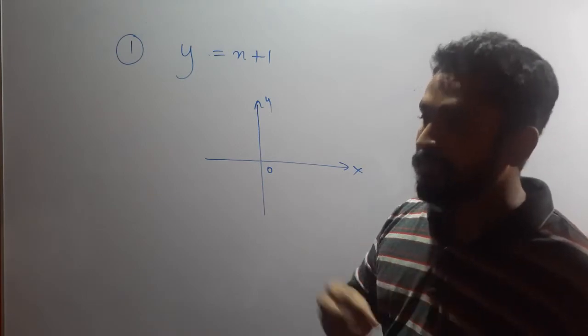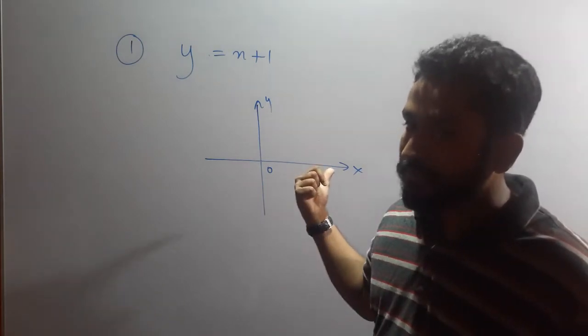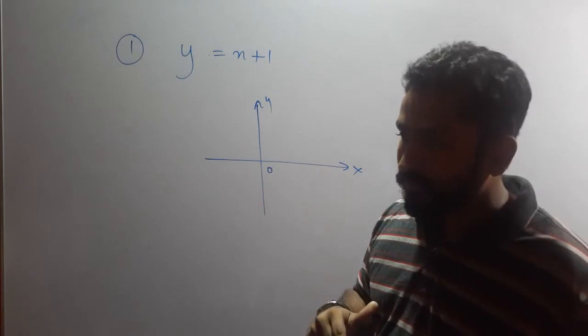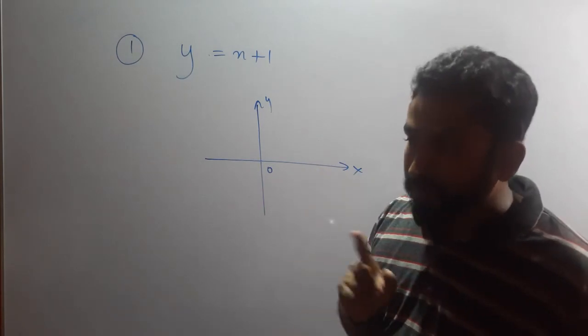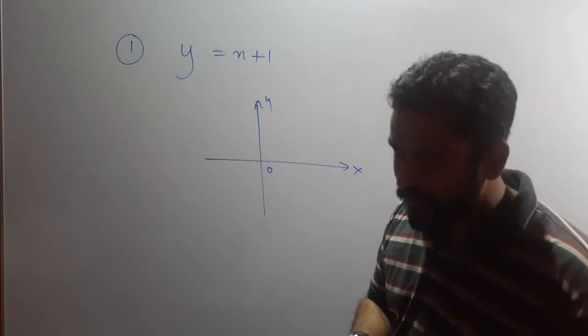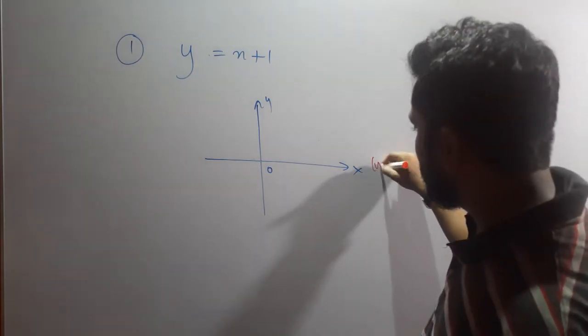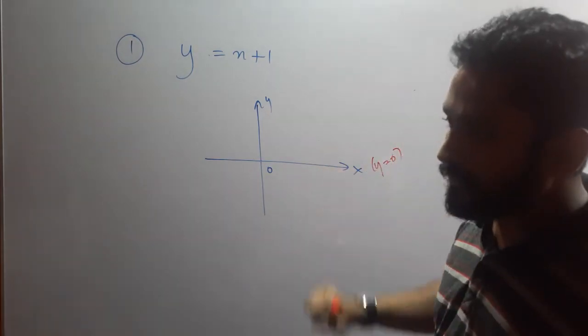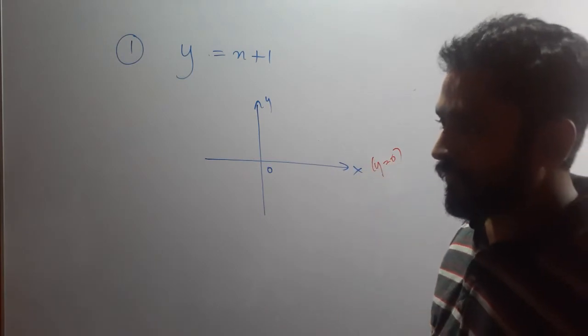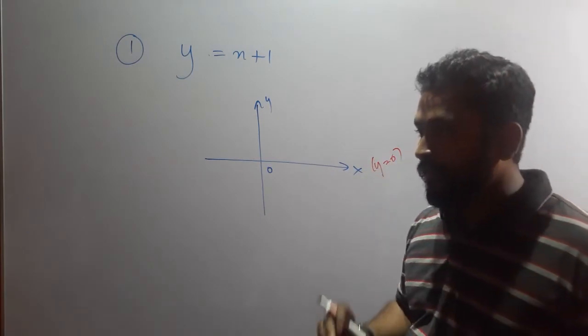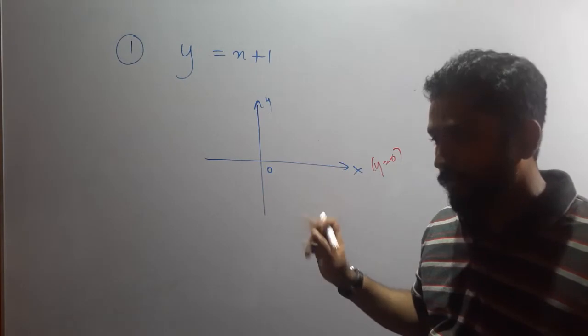So, such the way we are naming the x-axis as the horizontal axis by the language, the mathematical name for x-axis is y equals 0. Because anywhere on the x-axis, y is 0.